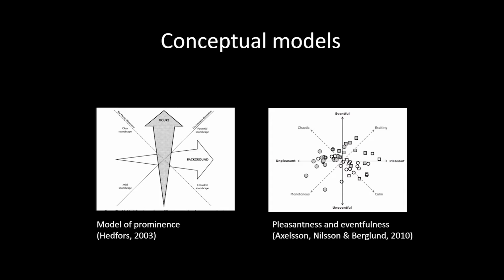Another model which is quite influential in the soundscape community is Pleasantness and Eventfulness by Axelsson, Nilsson and Berglund from 2010. It is related, but based on pleasantness and eventfulness, and puts these two in an axis situation where we get monotonous, exciting, calm, and chaotic soundscapes, depending on where in this framework we end up.